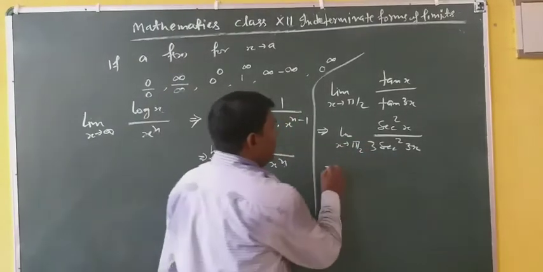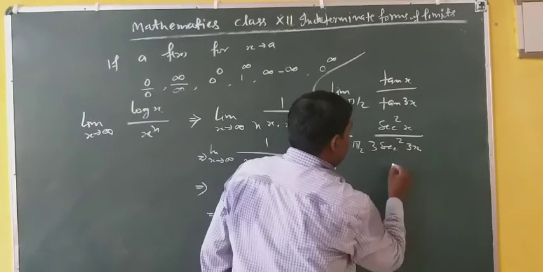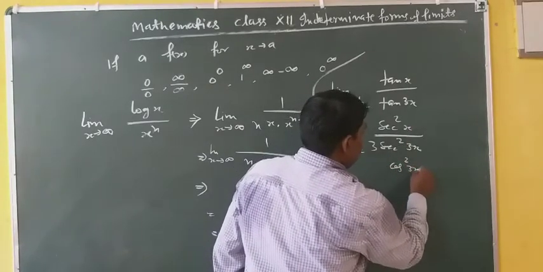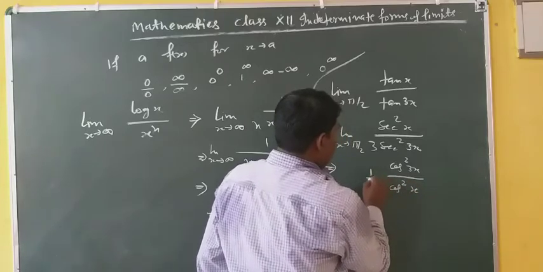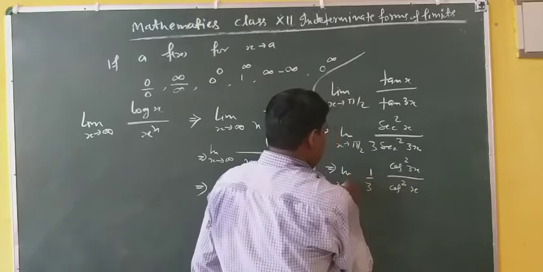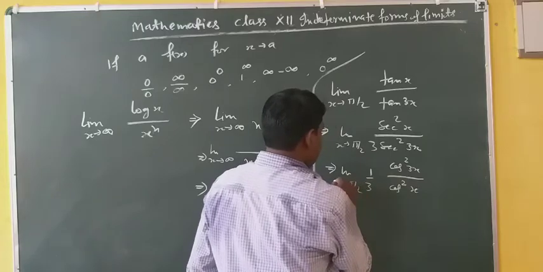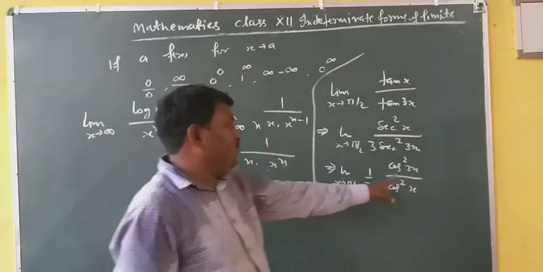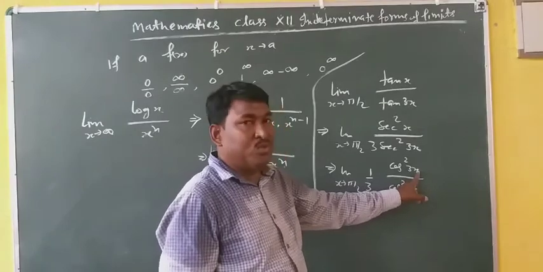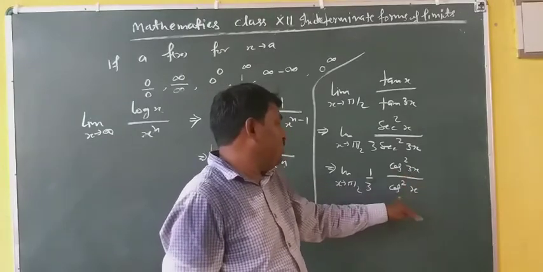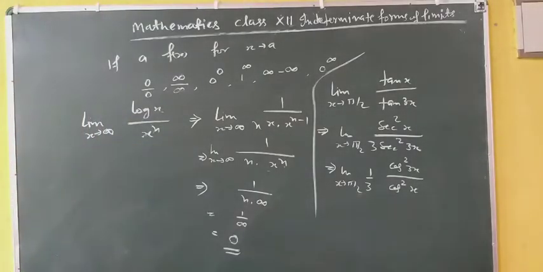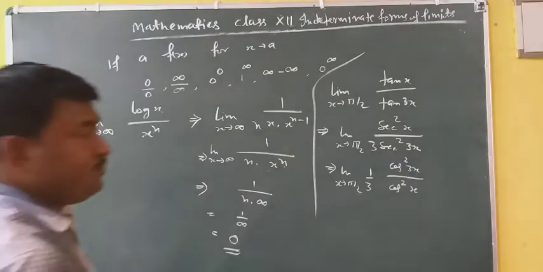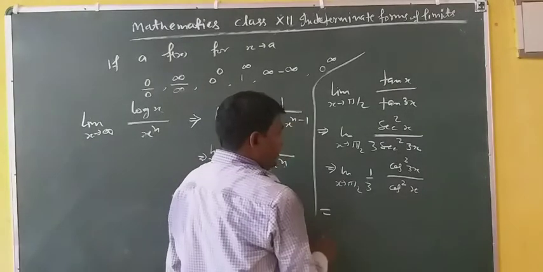Okay, so now you can write this as cos square 3x upon cos square x, 1 by 3, limit x tends to pi by 2. Now see, if we put x as pi by 2, cos 3 pi by 2 in the numerator, and cos pi by 2 in the denominator. What will be the value of cos 3 pi by 2? It will be 0. That's why once again differentiating.